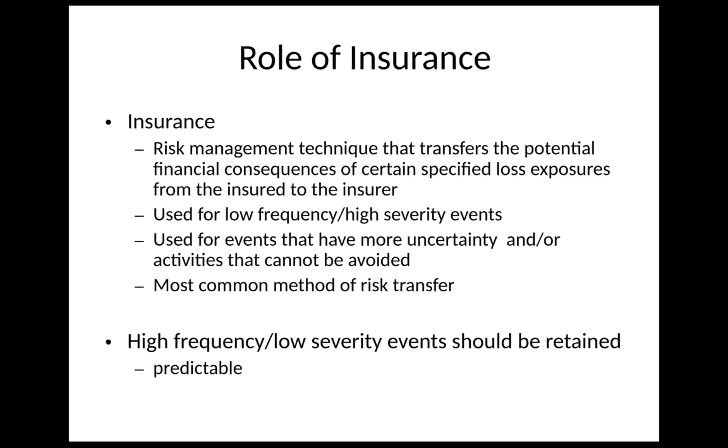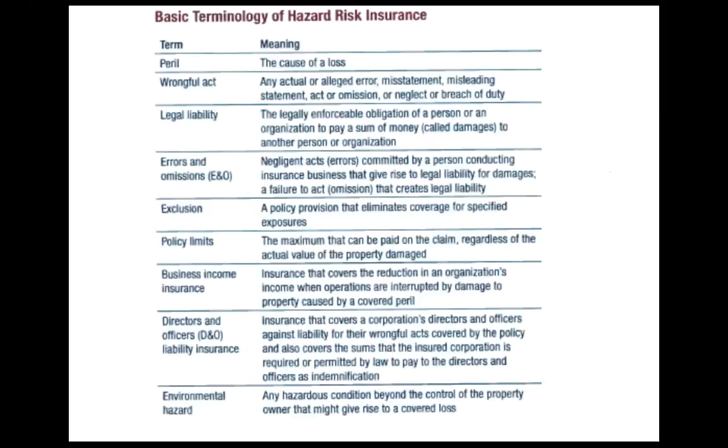It's typically used for events that have more uncertainty and activities that cannot be avoided, right? Again, hurricanes, earthquakes, more uncertainty. Or things like workers' comp, you've got to have it. If you do roofing, it's a higher risk, you just have to do it. And it's also the most common method of risk transfer. That's really the role of insurance. Again, high frequency, low severity events should be retained, part of the reason being that they're more predictable. So some of the basic terminology is already in the textbook on page 3.6.